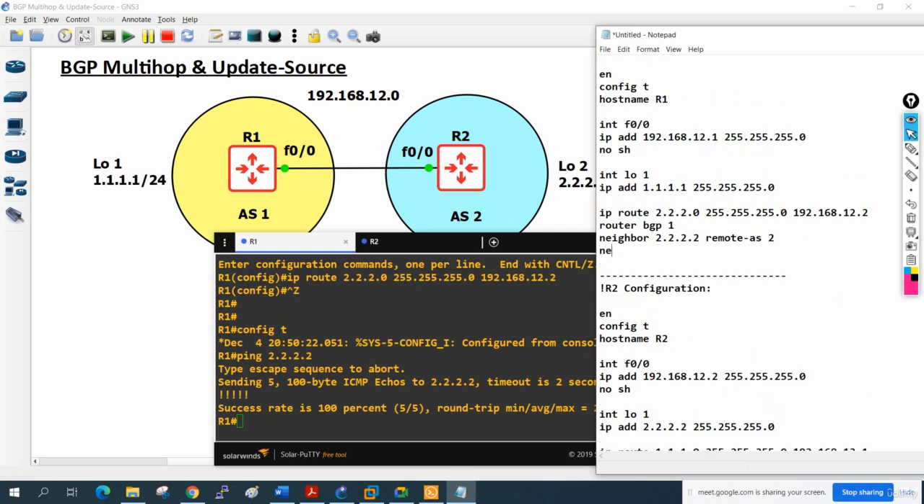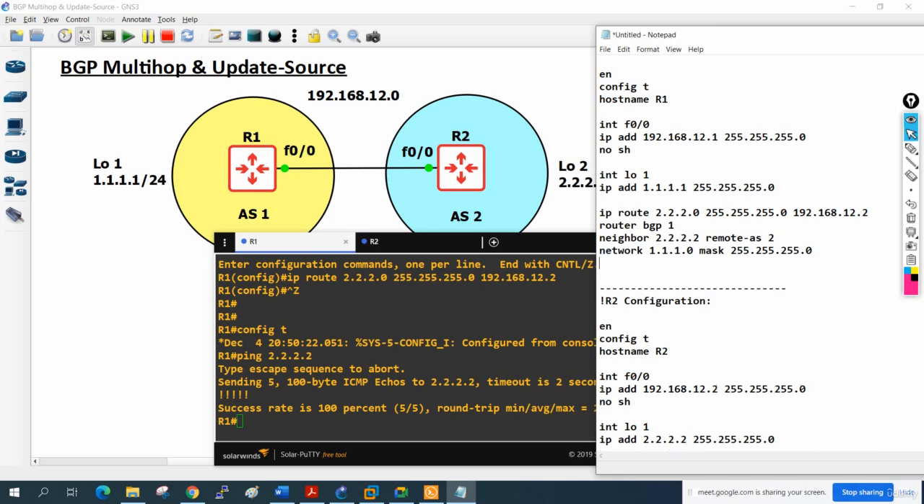We will write the network command. So I will write network, the ID will be 1.1.1.0 and the mask will be 255.255.255.0. With this command we will advertise.